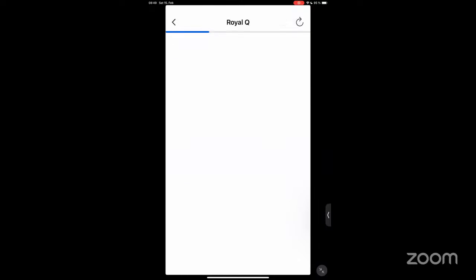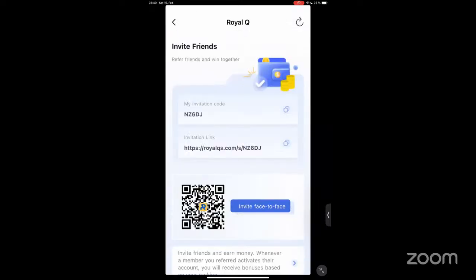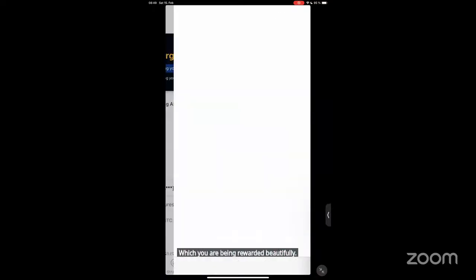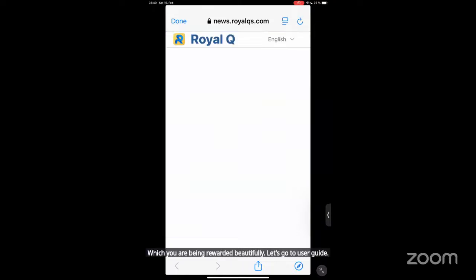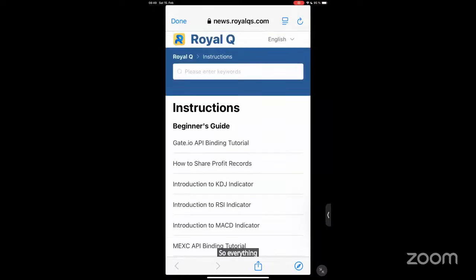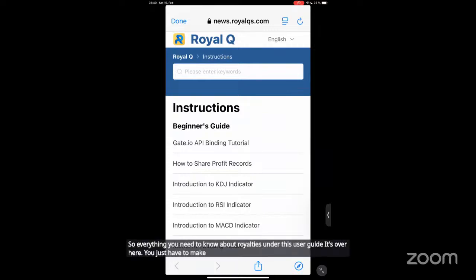Okay, so Royalq says invite, refer, and win together. So you are not sharing for free. As you share, the person joins on board and activates, you are being rewarded beautifully. Let's go to user guide. Everything you need to know about Royalq is under this user guide. You just have to make time, go through it, and read to understand. If you don't understand something, you can ask on the WhatsApp groups or in our meetings.